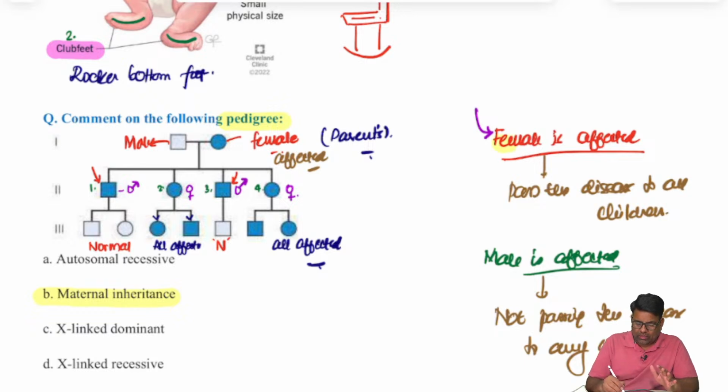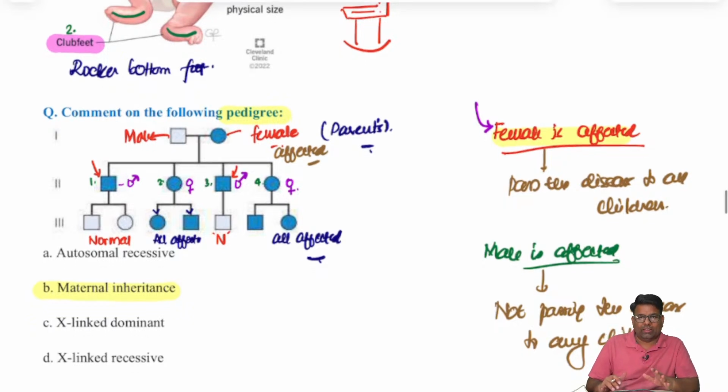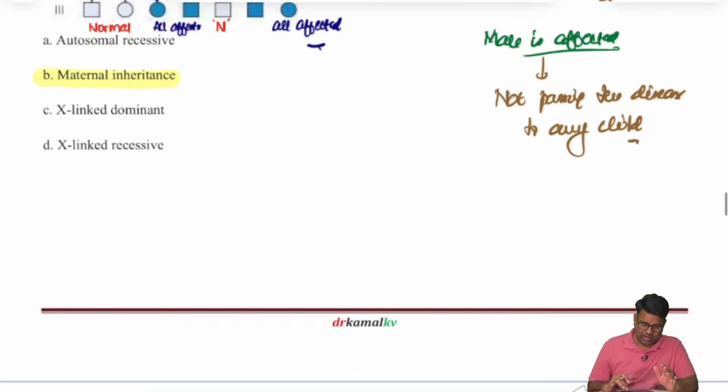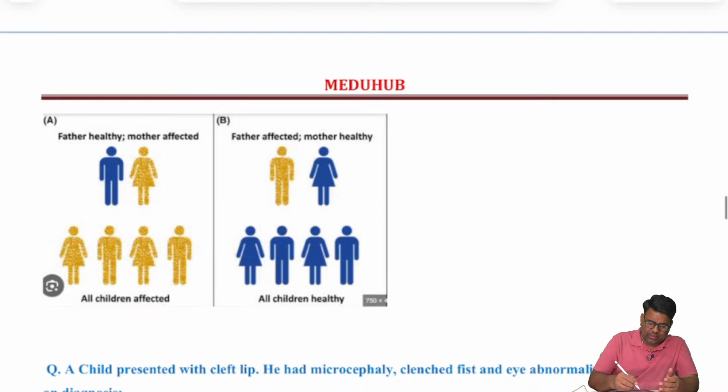Right? Only the affected female is passing on the disease to all the offspring. Any number of children, everyone will be affected from an affected mother. But if the father is affected, there is no risk of transmission of the disease to the offspring. So this kind of inheritance is classical or maternal inheritance, right? So again, in this image, you can see here the male is normal and the female is affected.